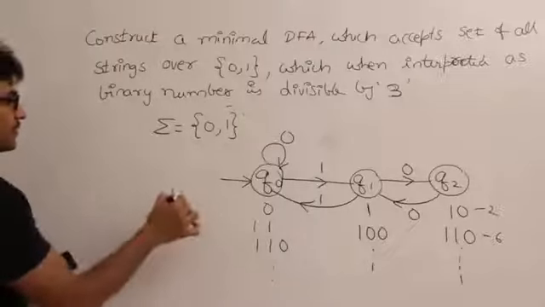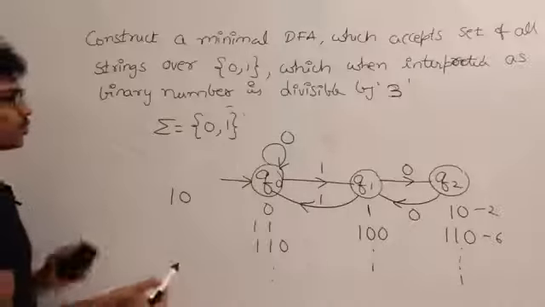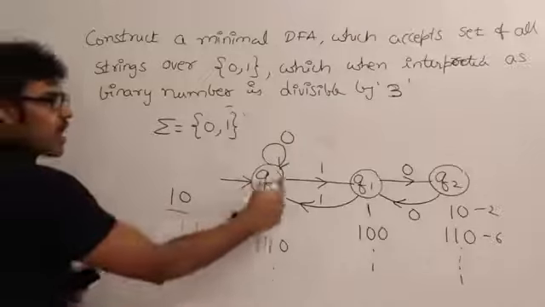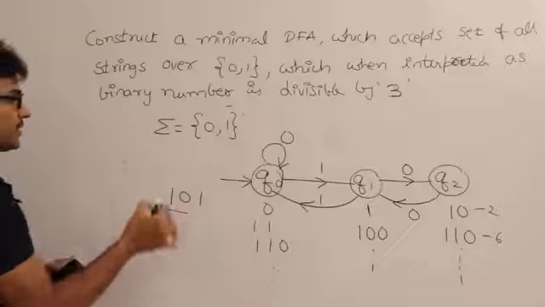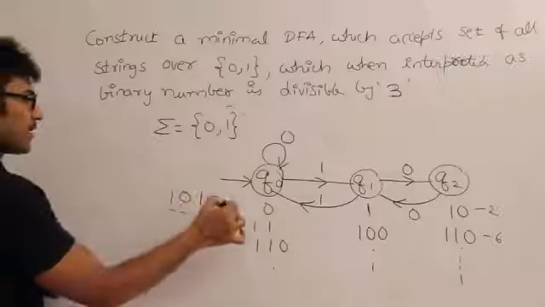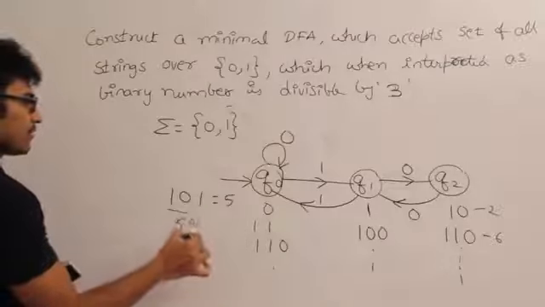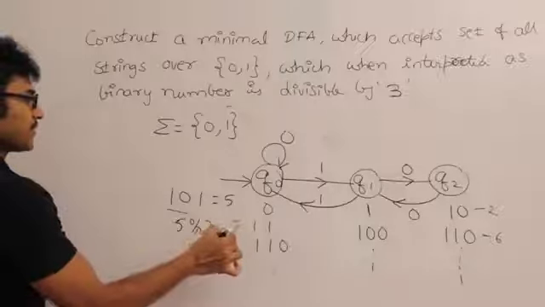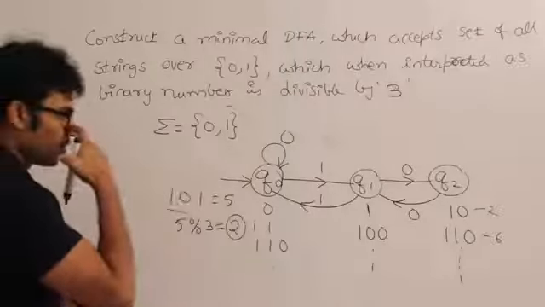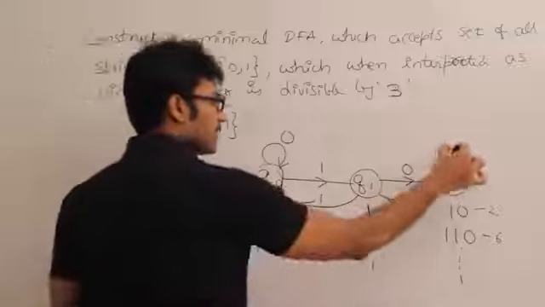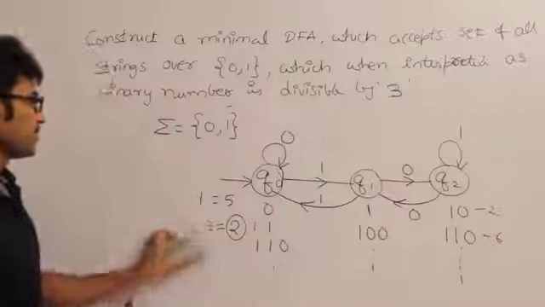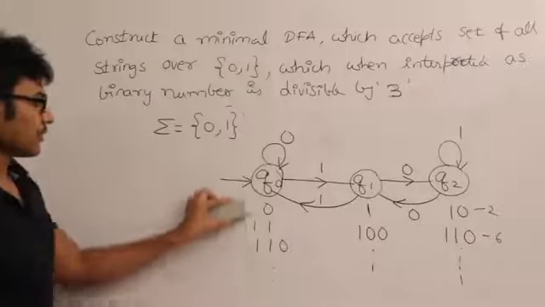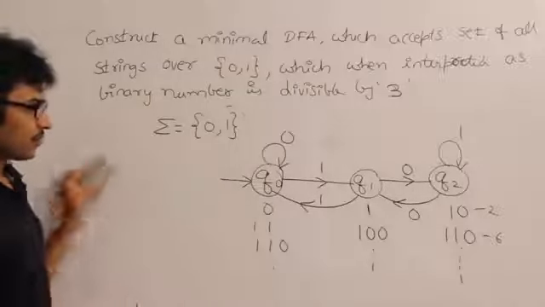Now if I am in state Q2, which means I have seen 1, 0, and I am in Q2, if I see 1 next, then the total number is going to be 5. Now if I divide 5 by 3, the answer has to be 2. Therefore, on any number of 1s, the remainder is going to be simply 2. So this is the diagram of how you can represent the problem.